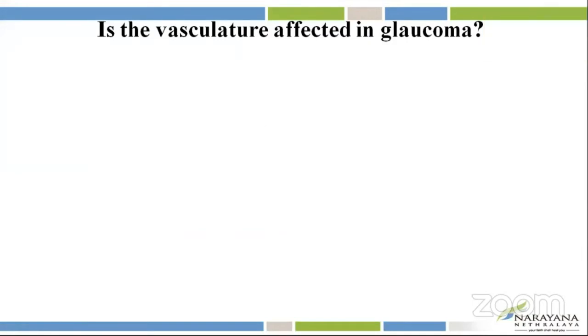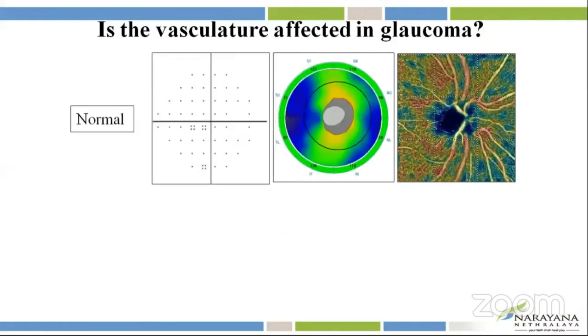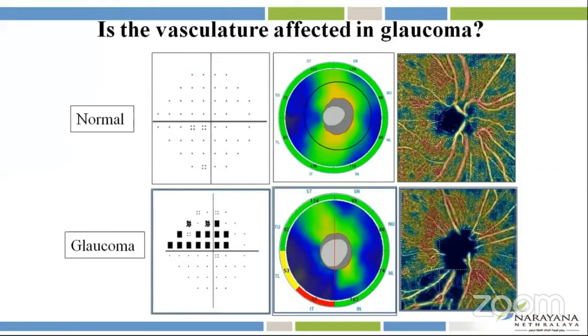Okay, so coming to the first question, is the vasculature affected in glaucoma? Yes, it is. This is a normal visual field with a normal RNFL and the heat map on the OCTA showing the normal capillary density. And this is a glaucoma patient who has a superior field defect with an inferior RNFL defect, and it shows a reduction in the vessel density in the inferior peripapillary area corresponding to the superior field defect on visual field and inferior RNFL on the OCT.